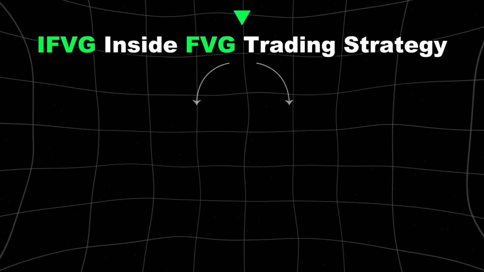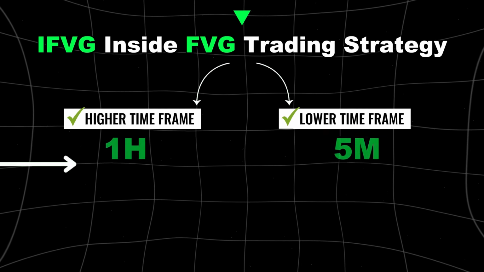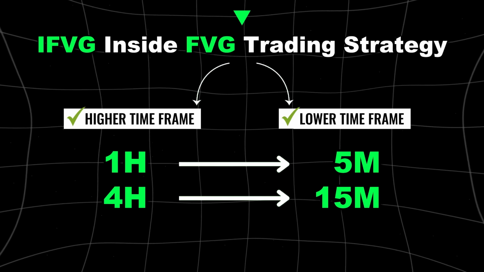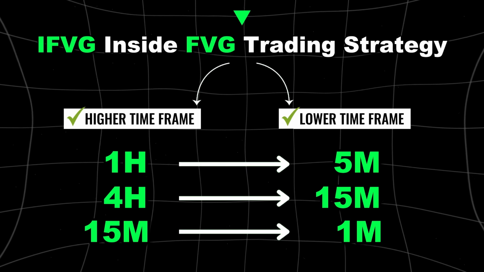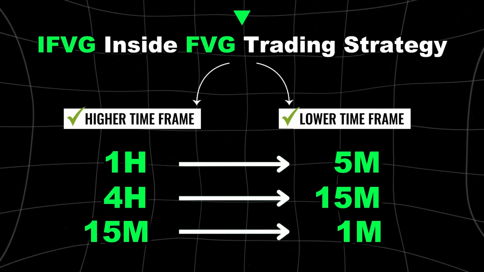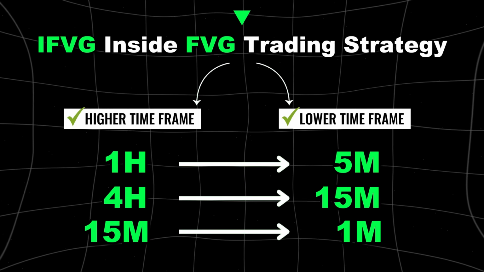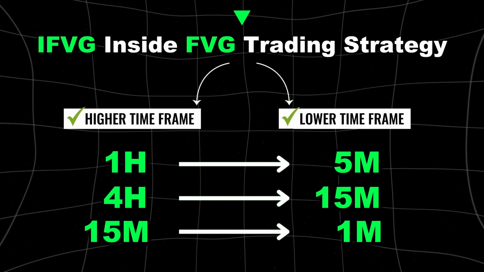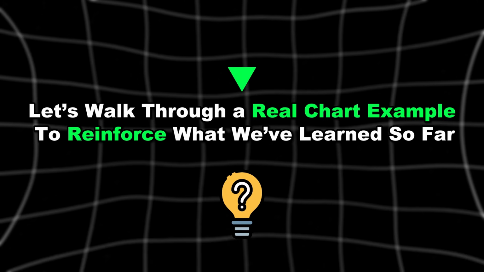As mentioned earlier, this strategy operates with two time frames. I typically combine the 1-hour and 5-minute charts for this setup, but you can also use the 4-hour with the 15-minute, or even the 15-minute with the 1-minute. The rule is simple. Your entry time frame should always be at least 2 levels lower than your main time frame. Now that we've covered all the rules, criteria, and key details for applying this strategy correctly, let's walk through a real chart example to reinforce what we've learned so far.